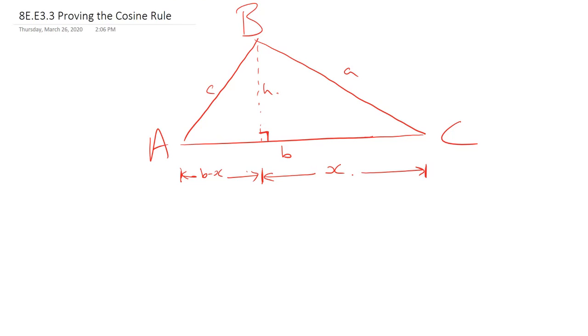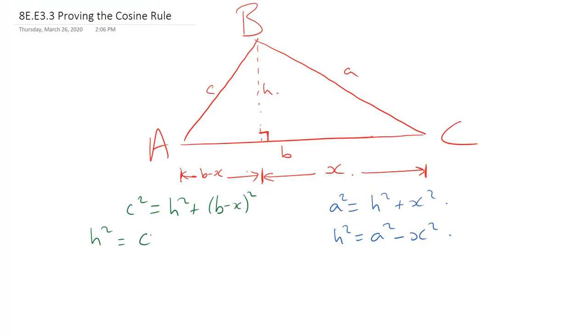So let's do the right-hand side first. Surely that means that hypotenuse A, or A squared I should say, is going to be equal to H squared plus X squared. And we could rearrange that to get our h, couldn't we? H squared is going to be equal to a squared minus x squared. Now, on the left-hand side, we can do something very similar. We can say that c squared is equal to h squared plus (b minus x) squared. Again, we can rearrange that to make an expression for h squared. H squared is going to be c squared minus (b minus x) all squared.